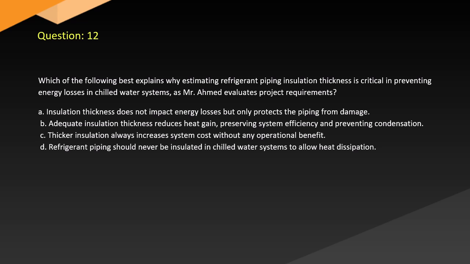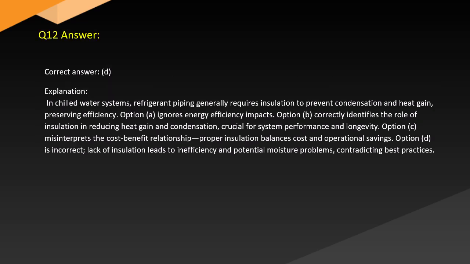A. Insulation thickness does not impact energy losses but only protects the piping from damage. B. Adequate insulation thickness reduces heat gain, preserving system efficiency and preventing condensation. C. Thicker insulation always increases system cost without any operational benefit. D. Refrigerant piping should never be insulated in chilled water systems to allow heat dissipation.